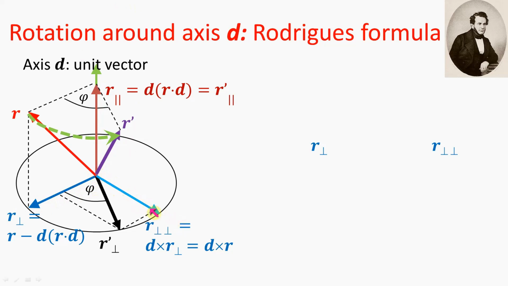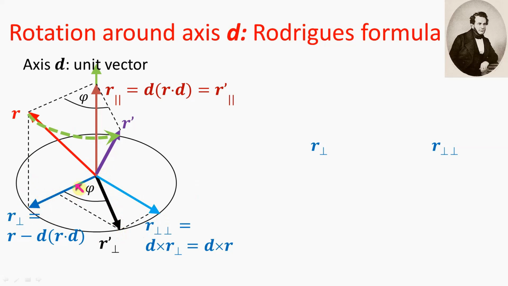And not only the direction but also the magnitude of the vector is correct, because D is a unit vector, R perpendicular has some length, so the resulting vector of the cross product operation will have the length that is equal to the length of R perp multiplied by sine 90 degrees, which is just 1. So R perp perp has the same length as R perp. So both of them are on a circle where the rotated vectors are pointing to.